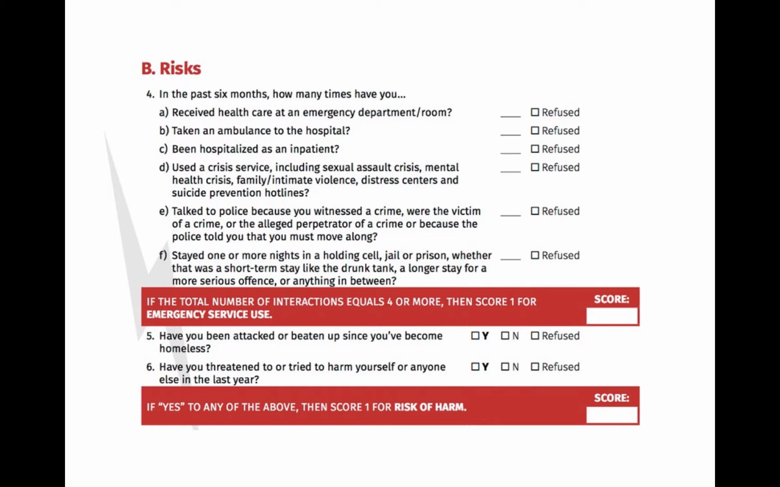So in the last 6 months, how many times have you received healthcare in an emergency department or emergency room, taken an ambulance to the hospital, been hospitalized as an inpatient, used a crisis service including sexual assault crisis, mental health crisis, family intimate violence, distress centers, and suicide prevention hotlines, talked to police because you witnessed a crime, were the victim of a crime, or the alleged perpetrator of a crime, or because the police told you that you must move along. And how many times have you stayed 1 or more nights in a holding cell, jail, or prison, whether that was a short-term stay like drunk tank, or a longer stay for more serious offense, or anything in between? So those are all number questions.